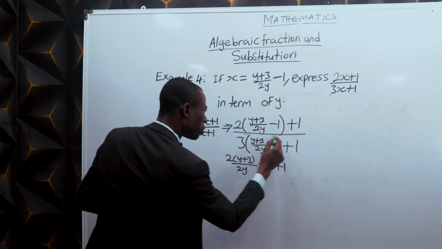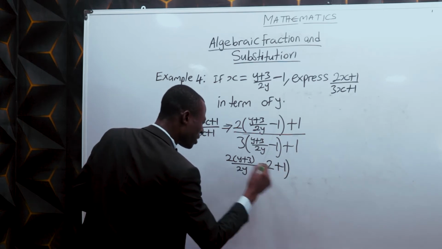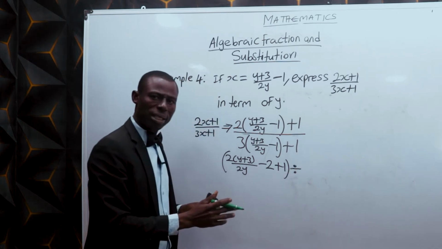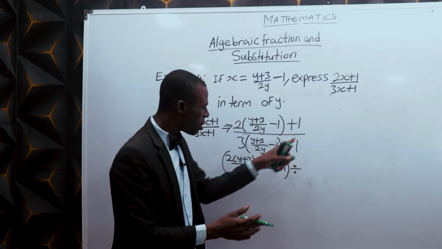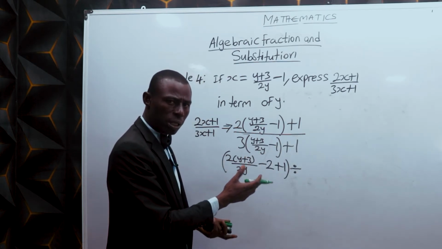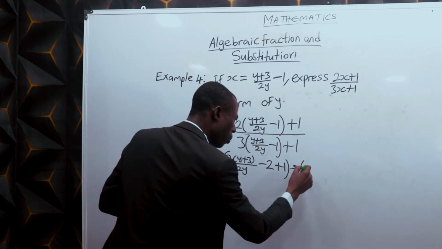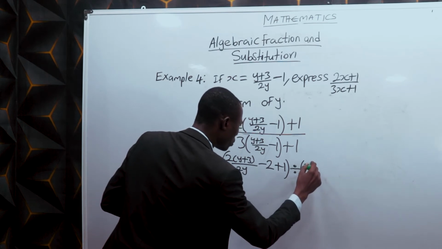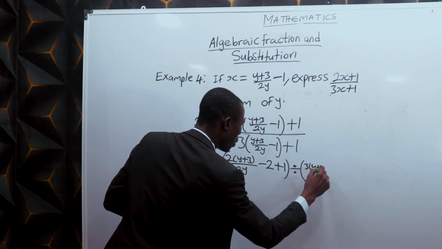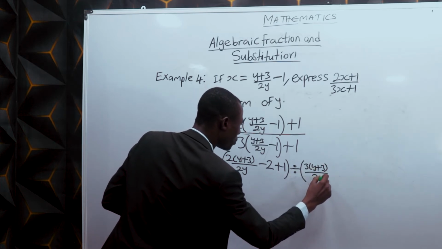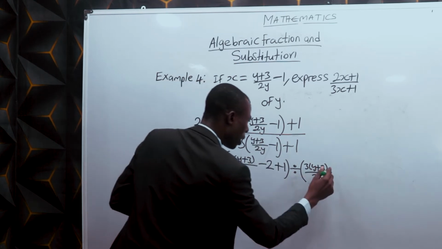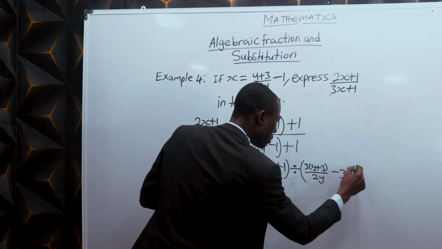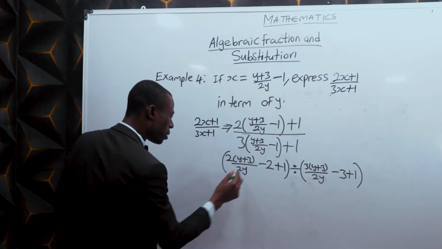This line of division, use it, bracket this together first, and use the line of division as a division sign to make it easier. Instead of writing this line of division and building a storey building, no, use it like this. And open another one in which you will put this. 3 times this, that will be 3 into y plus 3 over 2y, 3 times minus 1, minus 3, plus 1. Put the larger bracket. Let's simplify this.